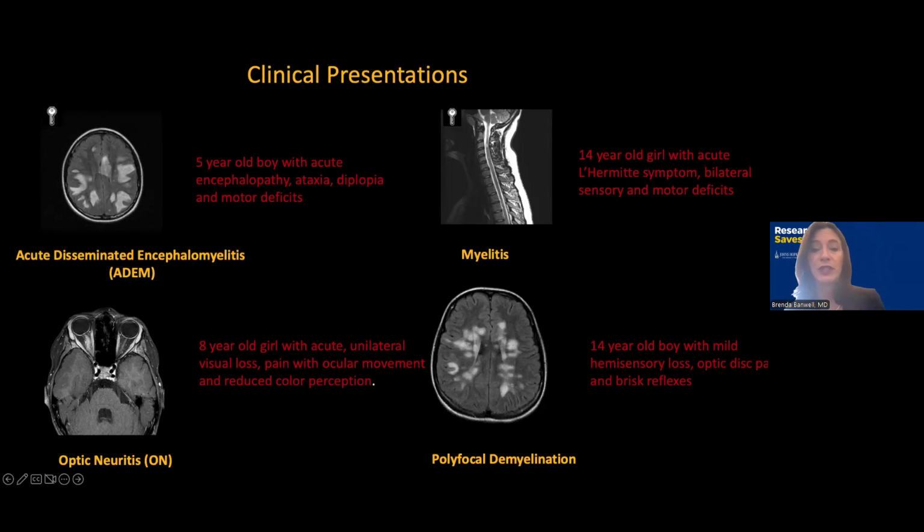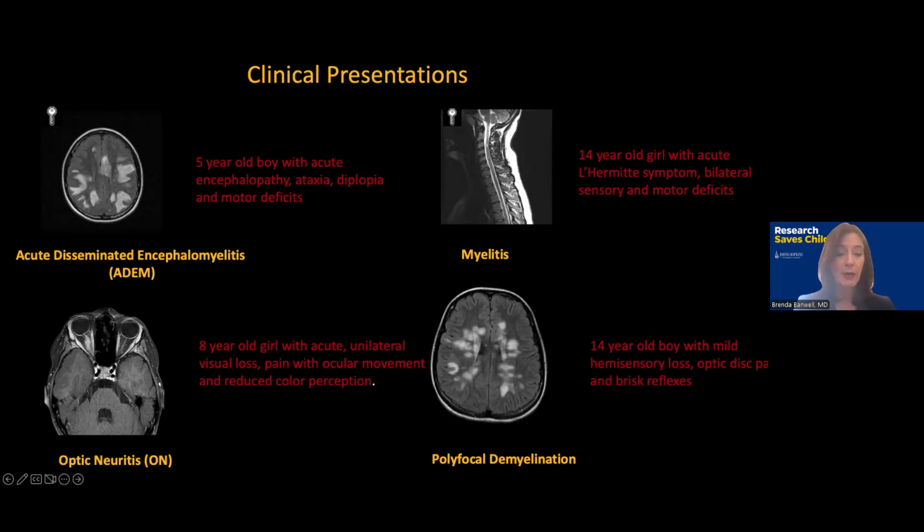The second patient is a 14-year-old girl who came in with what we refer to as Lhermitte's symptom, which is an electrical shock-like sensation that radiates down the spine and is stimulated by forward neck flexion. This is characteristic of a lesion irritating the spinal cord, particularly the cervical spinal cord. And while that is not specific for demyelination, it's very common in people who have demyelinating lesions in this area. She also had bilateral sensory loss and motor weakness, and there is a small focal lesion in her upper cervical spine. This presentation is referred to as myelitis or transverse myelitis.